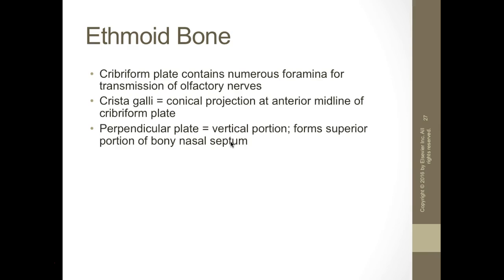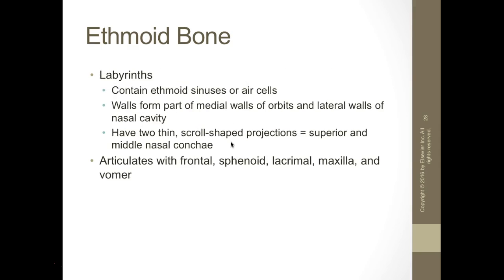The crista galli is a projection at the anterior middle of your cribriform plate. So it's the part that anchors down the brain. It's just a little teeny fragile bone. The perpendicular plate is a vertical portion that goes down. So the crista galli goes up and the perpendicular plate goes down, and it forms the superior portion of the bony nasal septum. So the crista galli is up with the brain and the perpendicular plate is down in the nose.